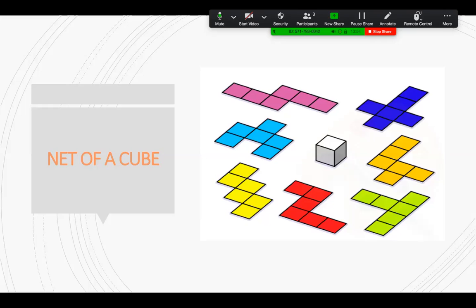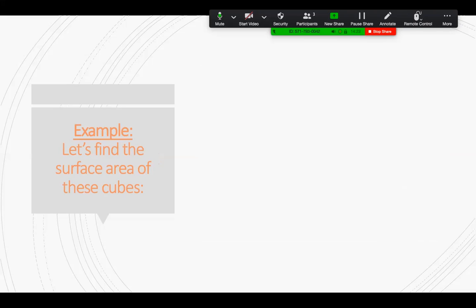So whatever kind or type of net I draw to help me find the surface area of a cube, it must have how many faces? 6. Why? Because when I fold it back again, I should have a cube, and as we agreed, a cube must have 6 faces. Fine so far? Yes. Khalid? Yes. Understood. Okay, very good.